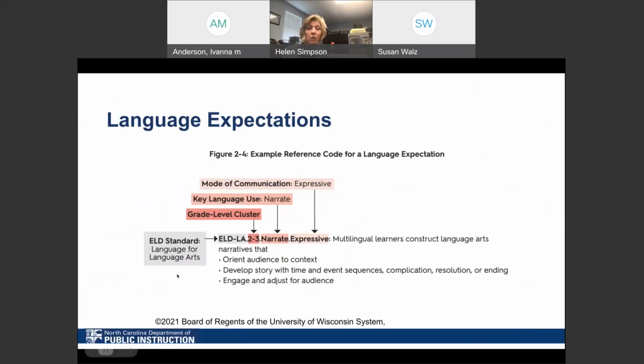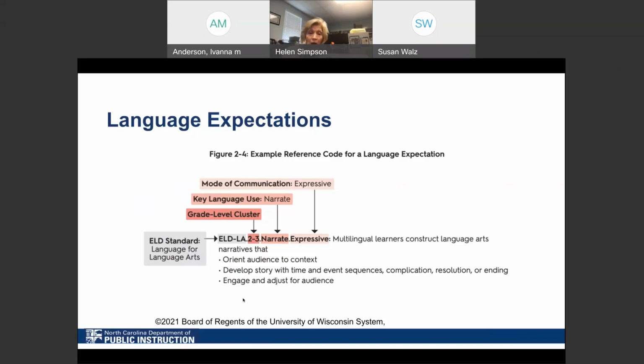If you start with me over on the left-hand side, you'll see that this is English language development. The standard is language arts. 2-3 denotes the grade level cluster. And then a key language use of narrate is identified. And then the mode of communication, which in this example is expressive. And then you get a stem. Multilingual learners construct language narratives that.